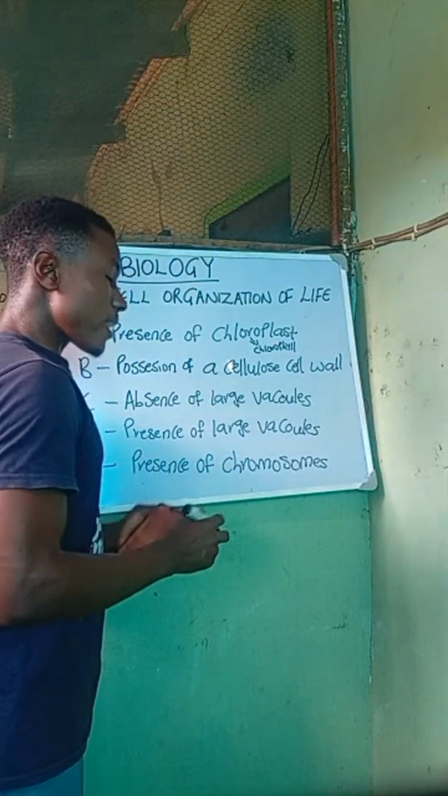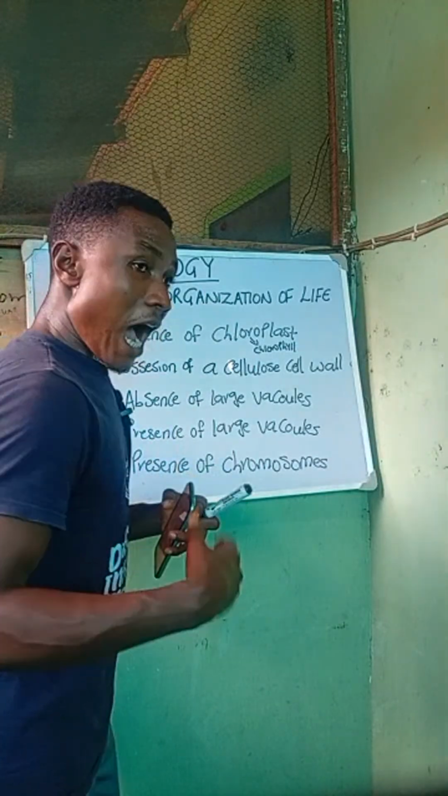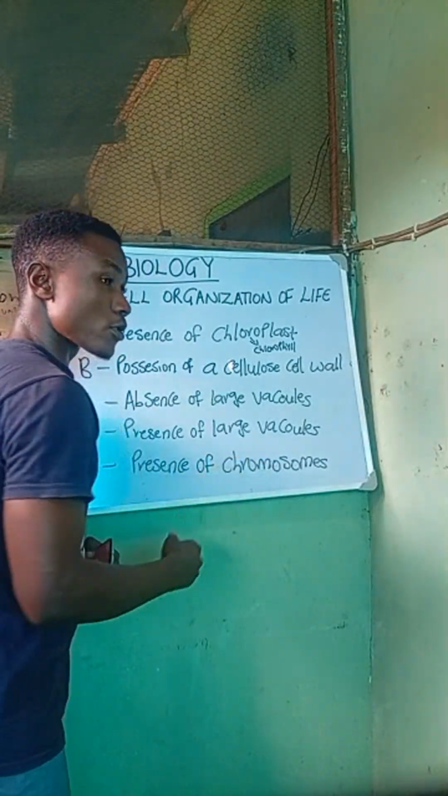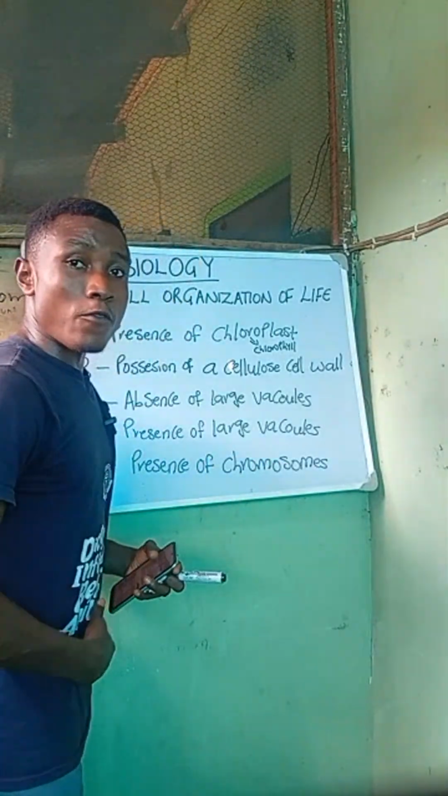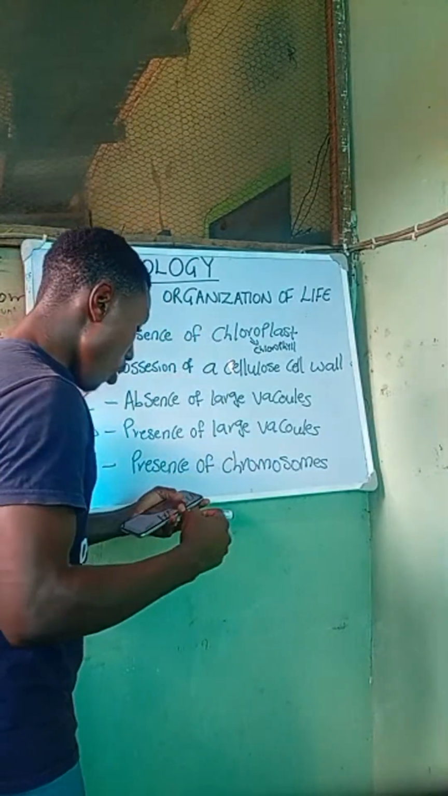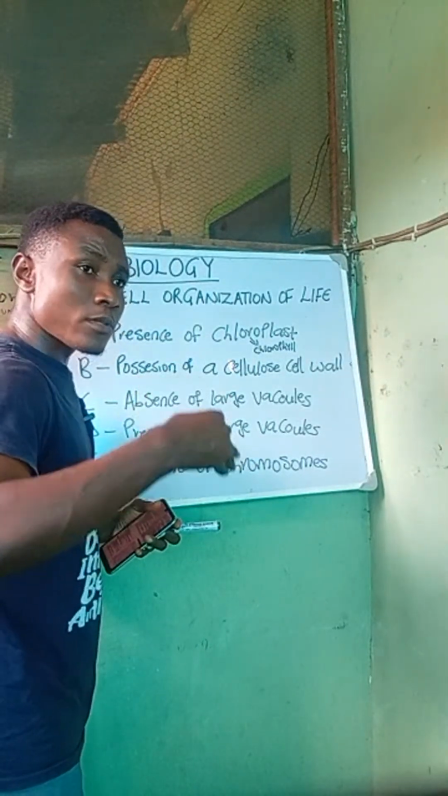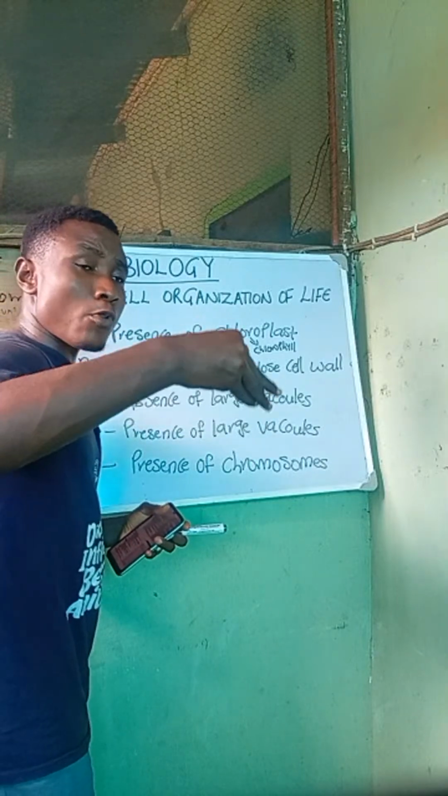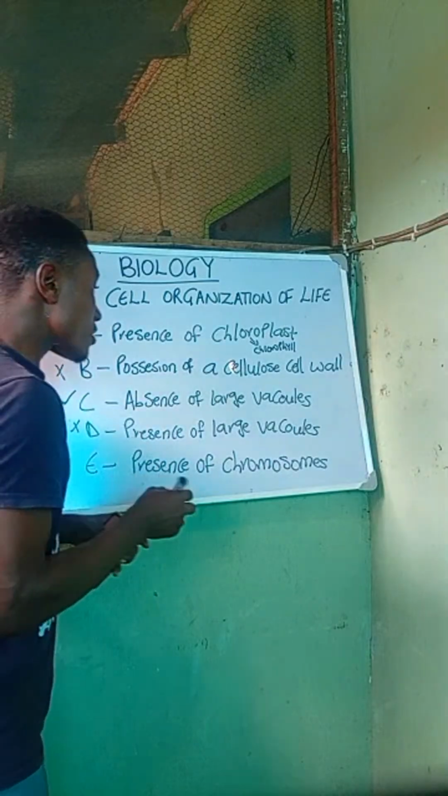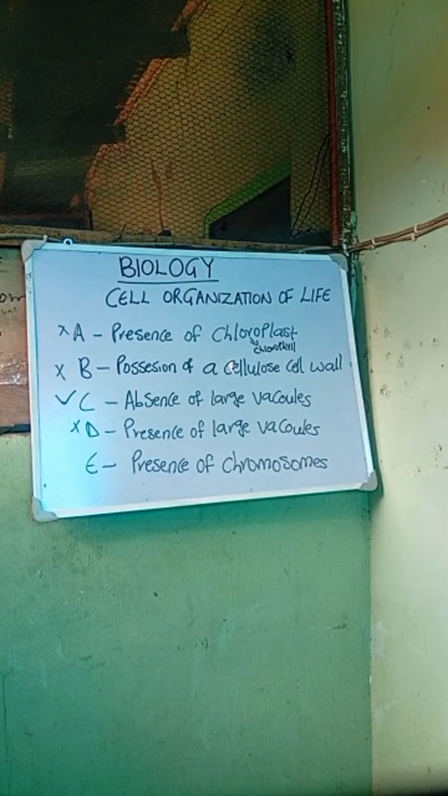D. Presence of a large vacuole. No. And presence of chromosomes. I know even a total beginner would think that presence of chromosomes is at least for humans. Humans have chromosomes, right? No. Chromosomes are present in both plant and animal cells. So the correct answer here is C. Animal cells do not have a large vacuole. So the absence of a large vacuole is the correct option.